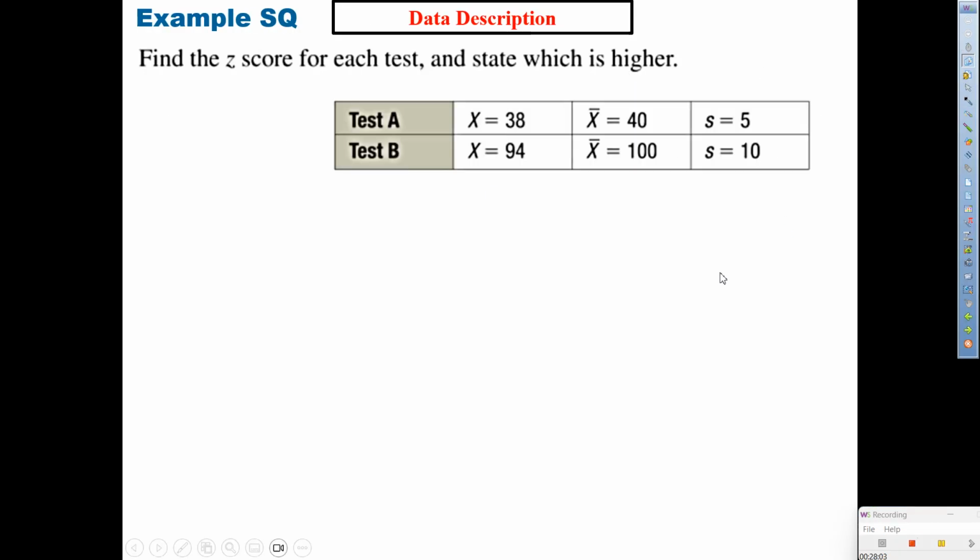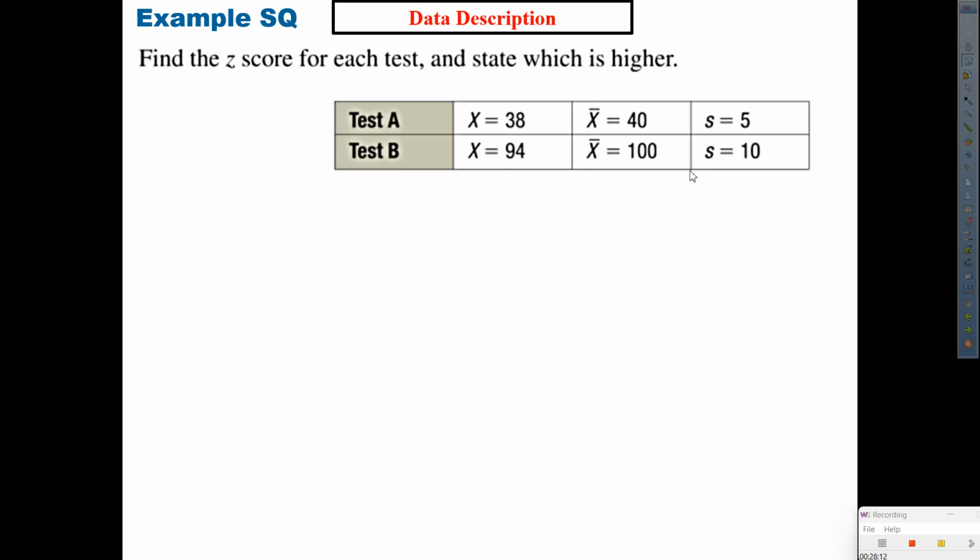Example Super Q says, find the Z-scores of each test, state which is higher. So, for this one, they give us test A. They give us the X, which is the data. They give us the mean and the standard deviation. Same thing for test B.